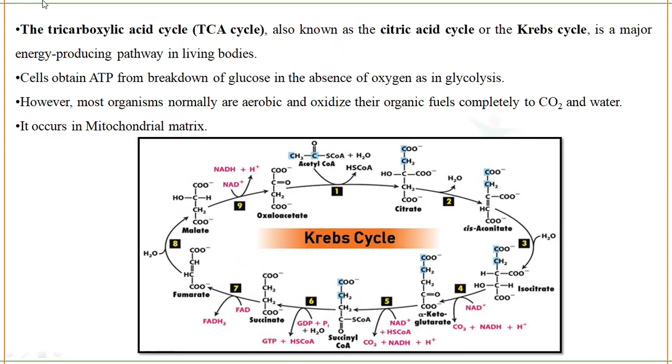Okay, so the tricarboxylic acid cycle, or we call it the TCA cycle, also known as the citric acid cycle or Krebs cycle, is a major energy producing pathway in living bodies. Okay, cells obtain ATP from the breakdown of glucose in the absence of oxygen, that is what we call glycolysis. However, most organisms normally are aerobic, and oxidize their organic fuels completely to carbon dioxide and water. And this cycle, the TCA cycle, happens in the mitochondrial matrix. So now we are going to see the Krebs cycle.